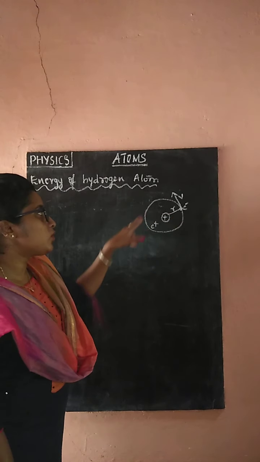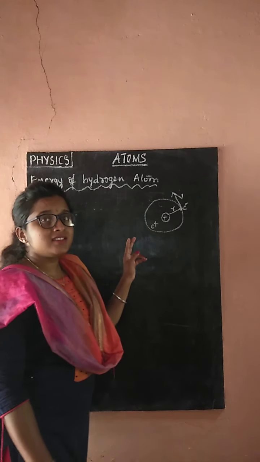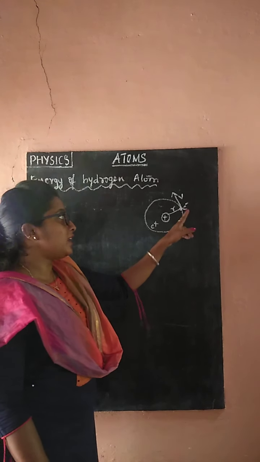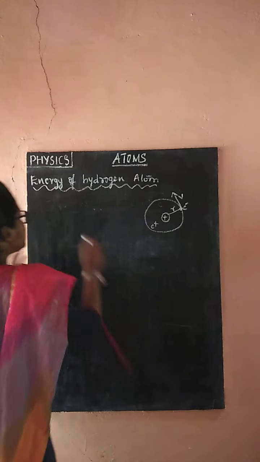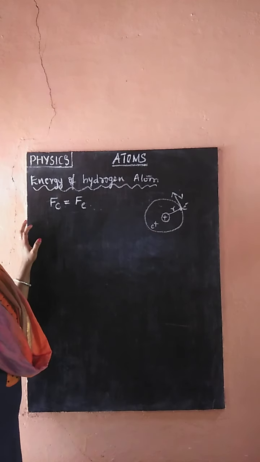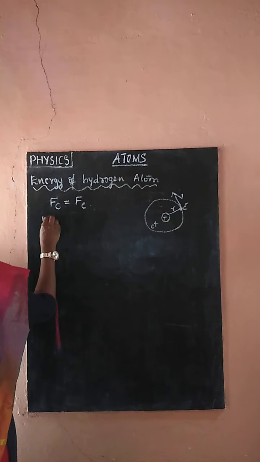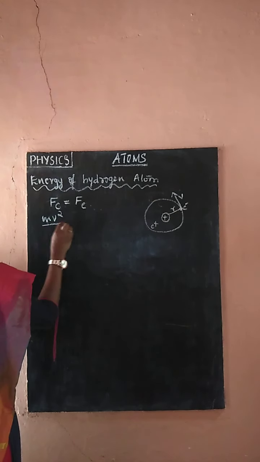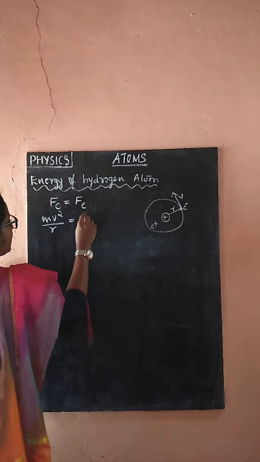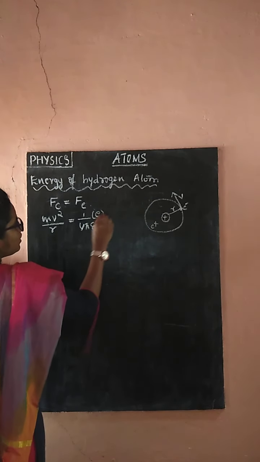So for the electron to revolve in a circular path, the necessary centripetal force should be provided. The necessary centripetal force is provided by the electrostatic force of attraction between the electron and the nucleus. The formula for the centripetal force is mv square by r. And the electrostatic force of attraction between the electron and the nucleus is 1 by 4 pi epsilon naught, times the charges of the electron and the nucleus.